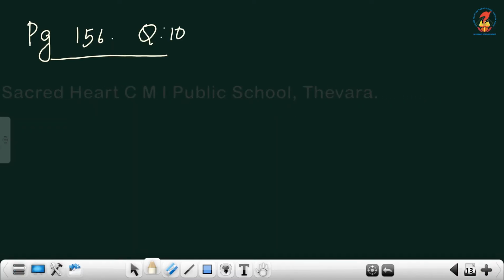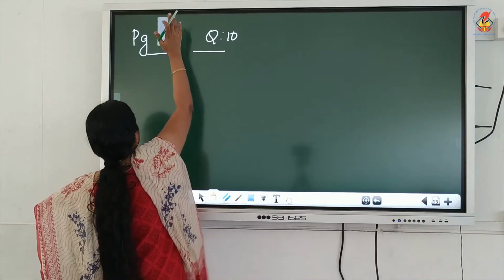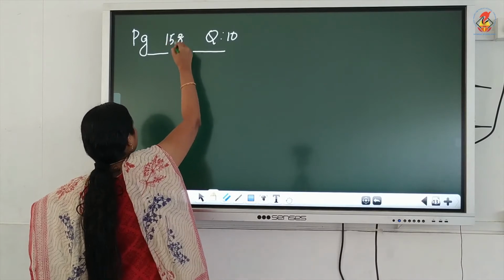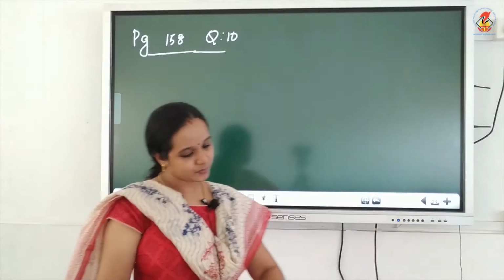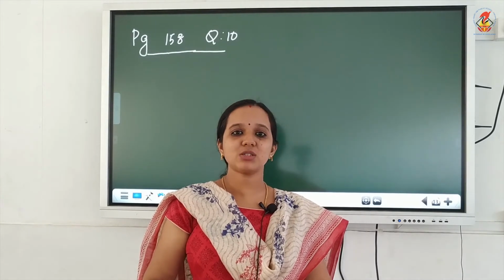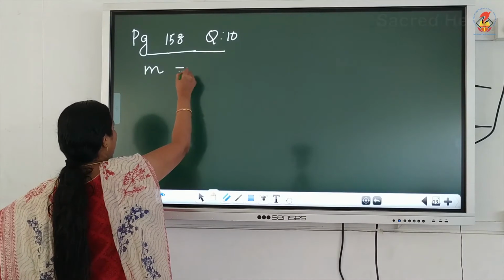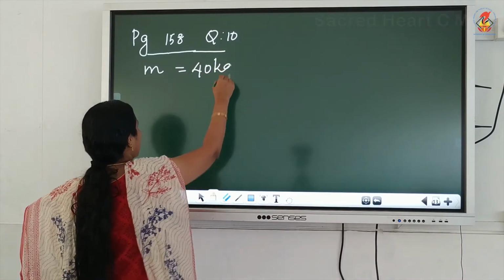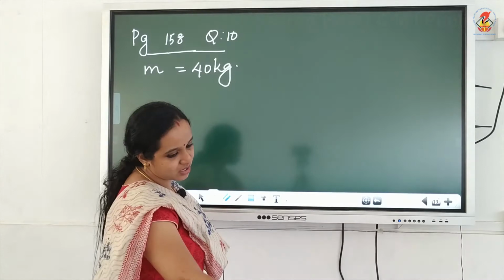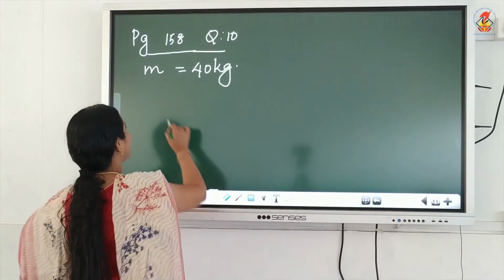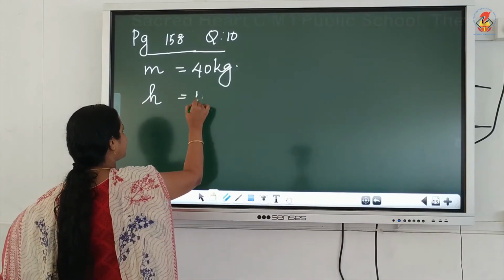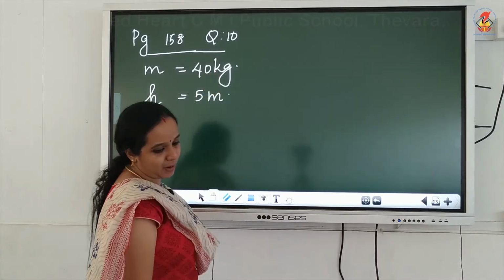Question number 10. Sorry, page number 158. Page number 158, textual exercises, question number 10. Question is, an object of mass 40 kilogram. So, mass of the object is 40 kilogram and it is raised to a height of 5 meter. So, height of the object is 5 meter above the ground.